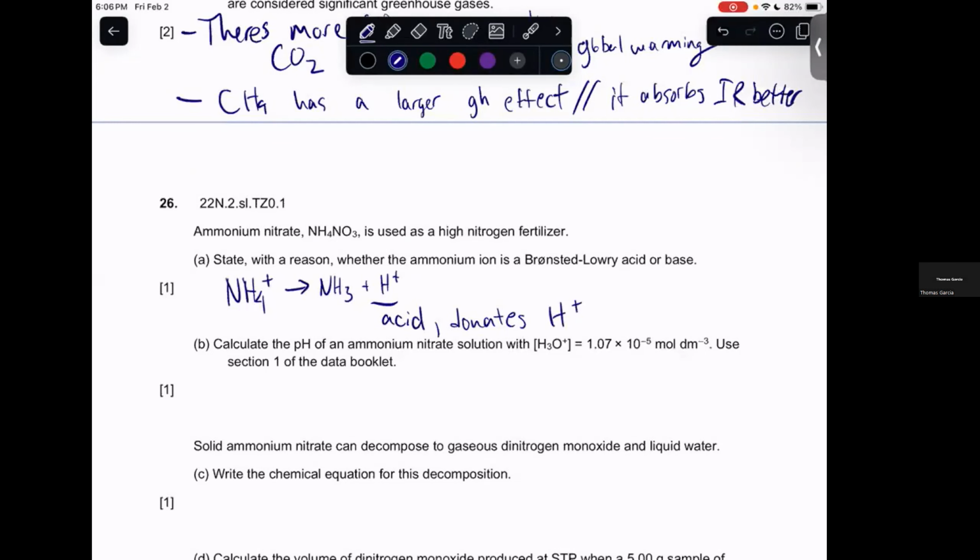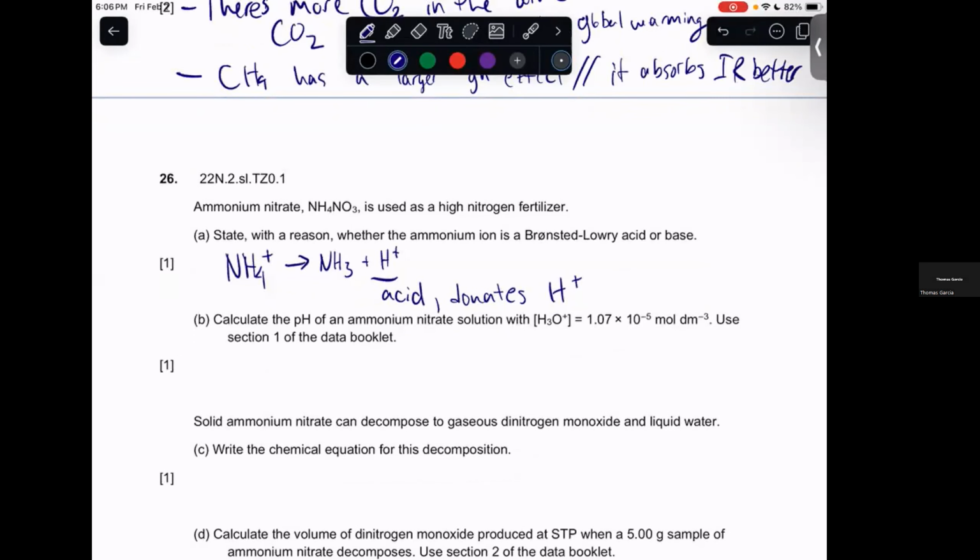That's it, straight up. Calculate the pH of an ammonium nitrate solution with a hydronium ion concentration of 1.07 times 10 to the negative fifth moles decimeters to the negative third. Use section 1. They mean find the pH equation, which is the negative log of our value, 1.07 times 10 to the negative fifth. When we plug that into a calculator, we get 4.97. pH is unitless. Don't put any units there.